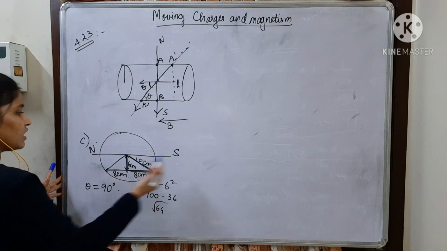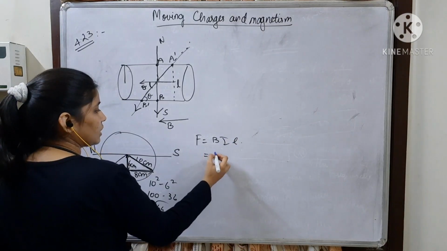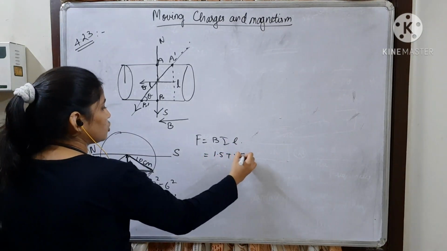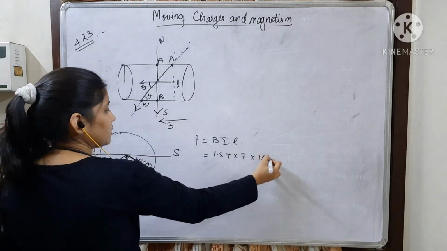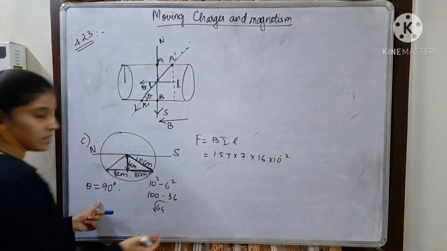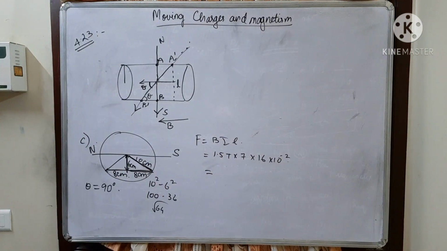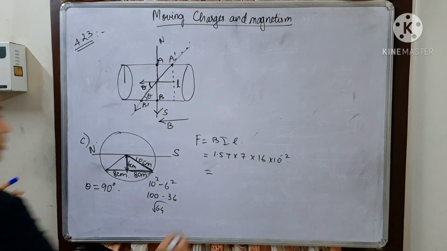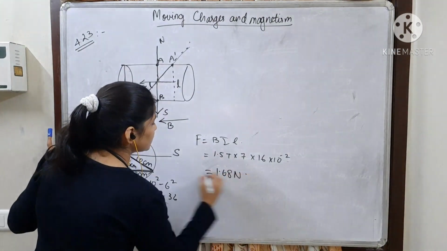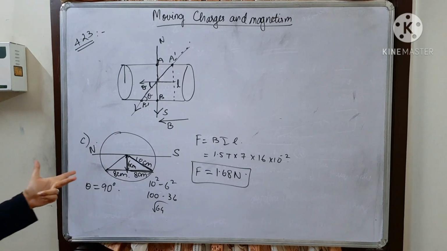And that 16 centimeters you will be applying in the formula BIL. In this case, B is 1.5 Tesla into 7 into the length, which is 16 into 10 power minus 2 meter, and here theta is 90, so sine theta is equal to 1. So the answer for this will be 1.68 Newton. So this will be the force acting on the wire, and shall we see the direction of how this force will be acting.